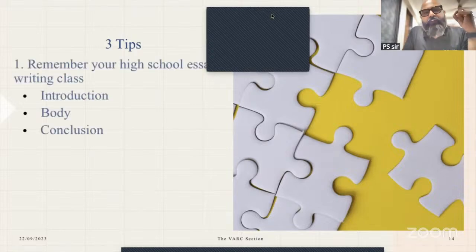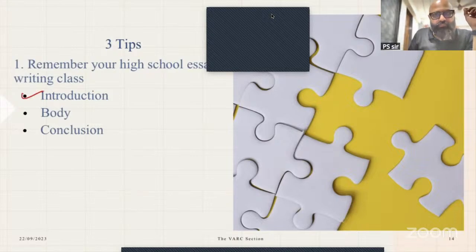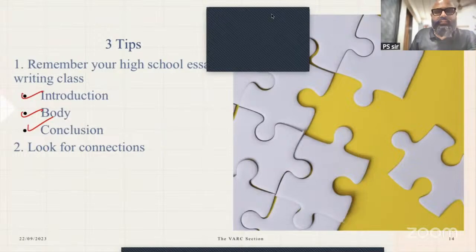But if I have to give you a tip specifically for verbal ability para jumbles question, the first thing is, remember your high school essays: introduction, body, conclusion, right? So verbal ability, when we go into our live classes, we'll talk about this in detail, and look for connections. And third and very important thing, do not waste time, right?